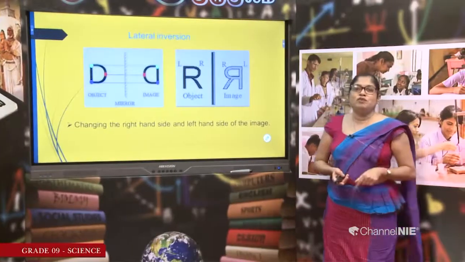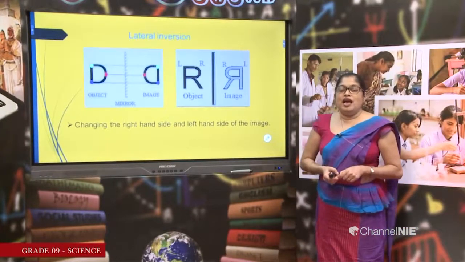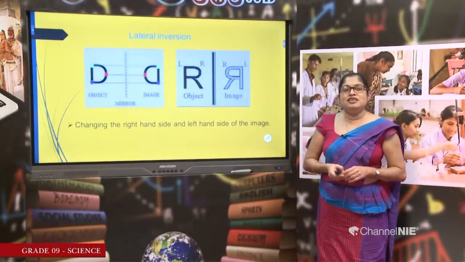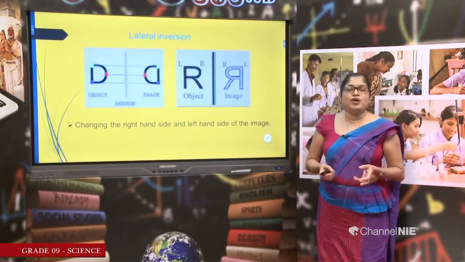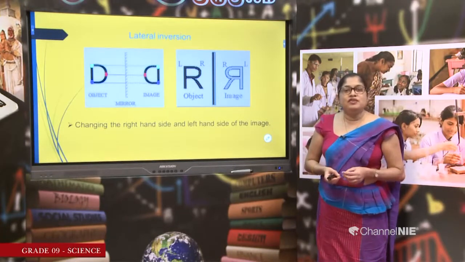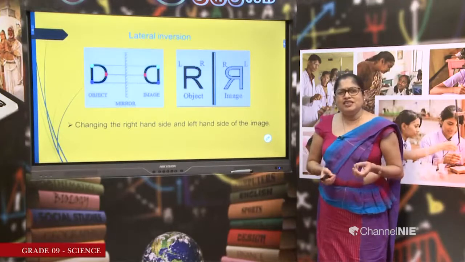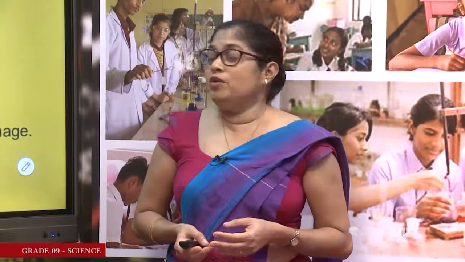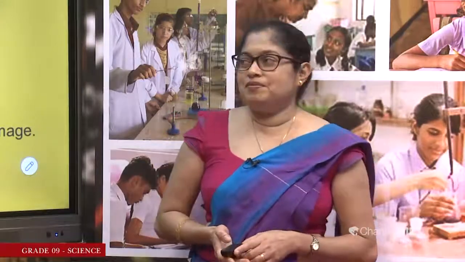I will give you a small activity. At home, you can find other letters in the English alphabet where you can observe lateral inversion. There is a reason for me to tell you like this. For all the letters in the English alphabet, you cannot see lateral inversion. Do it and find it out.